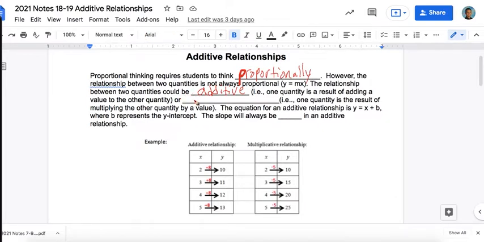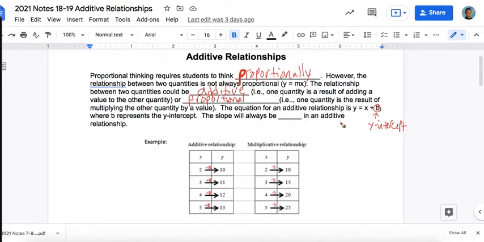Or we have proportional, which is what we've already learned previously, which means one quantity is the result of multiplying the other quantity by a value, or dividing. The equation for an additive relationship is y equals x plus b, where b represents the y-intercept. And I'm going to circle this right here, and let's label it y-intercept.